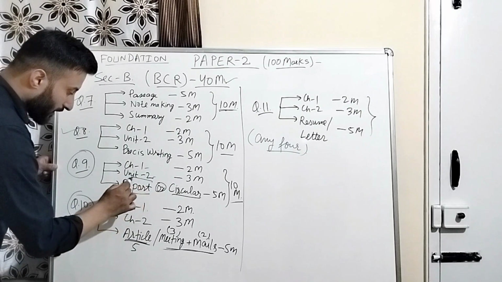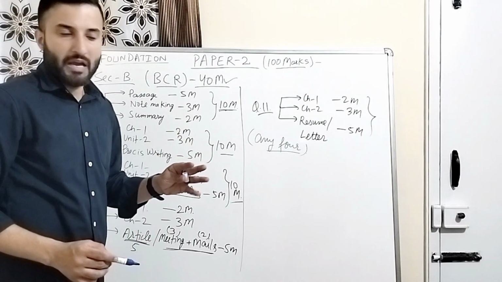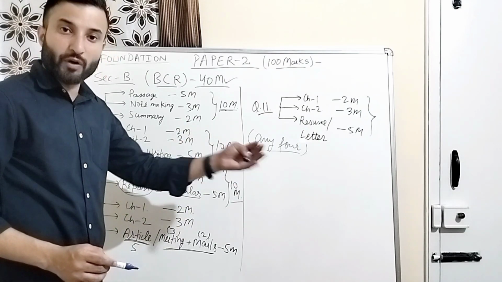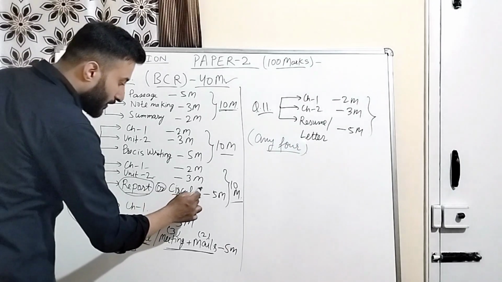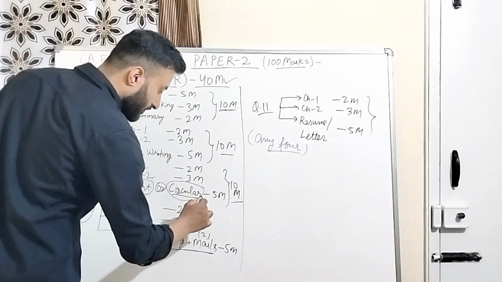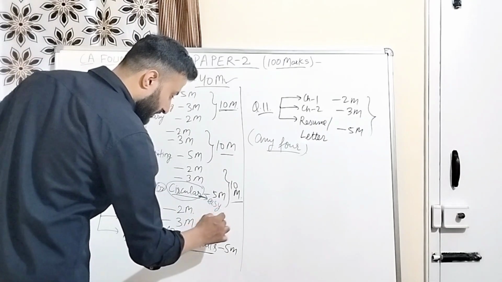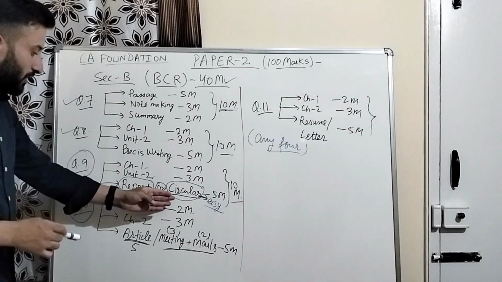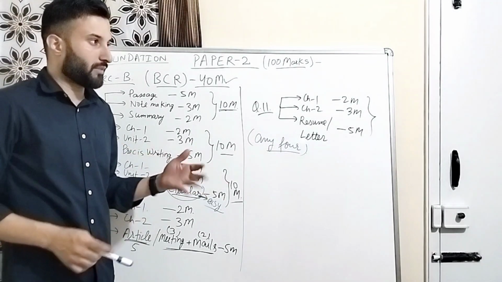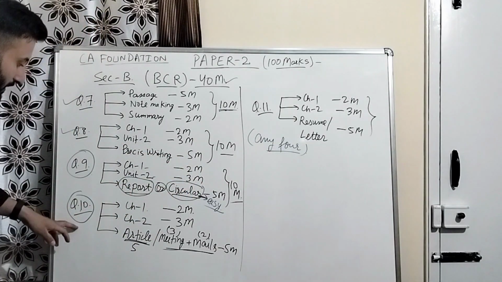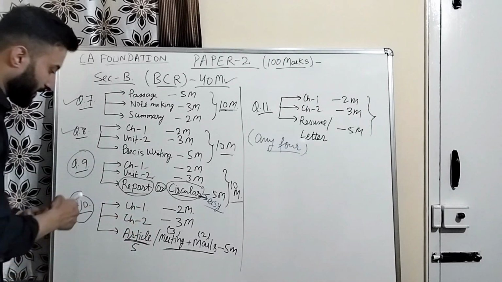See, if they ask you to write a report, report writing is very lengthy, and mostly they will ask for a news report. If they ask you to write a circular, it is very easy. If they ask you to write the circular, you can go with question number 9. But report is very lengthy. Question number 10: chapter 1, chapter 2, article, meeting plus mail.